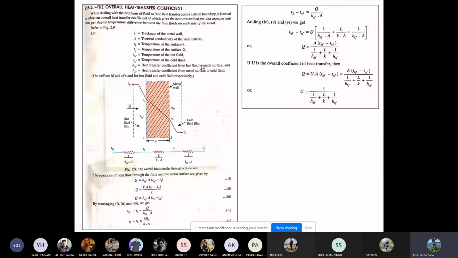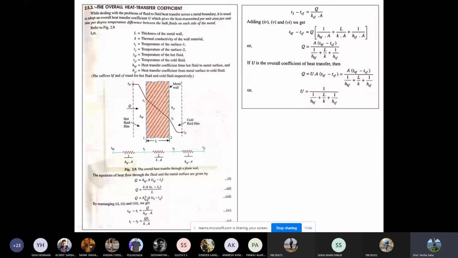So there are actually three layers. One is the hot fluid, then there is a metal slab, then finally the cold fluid. So how do you approach this kind of problem? We first have to know the heat loss for the convection between the hot fluid and the metal surface, which is QHF equal to HHF into A, THF minus T1. Then for the metal slab, Q equals K into A, T1 minus T2 divided by L. And finally, between the metal slab and the cold fluid, Q equals HCF into A, T2 minus TCF.